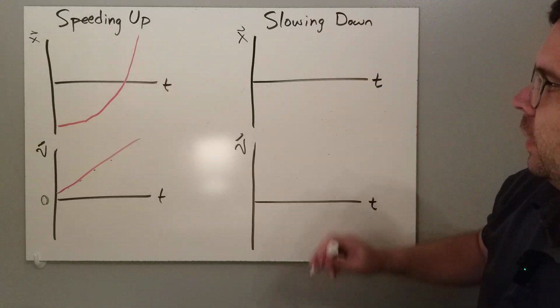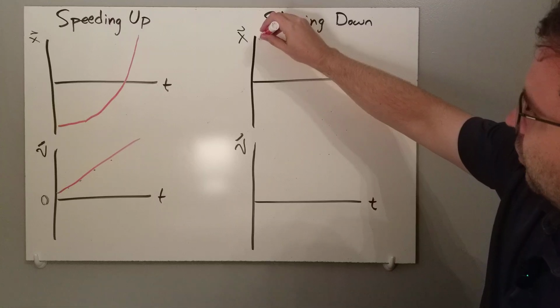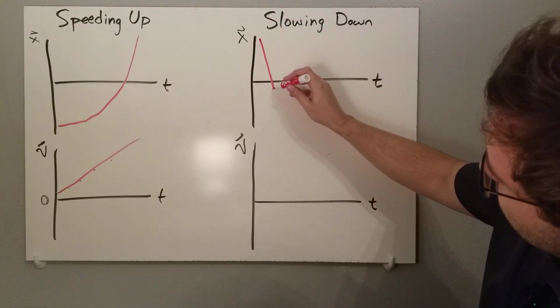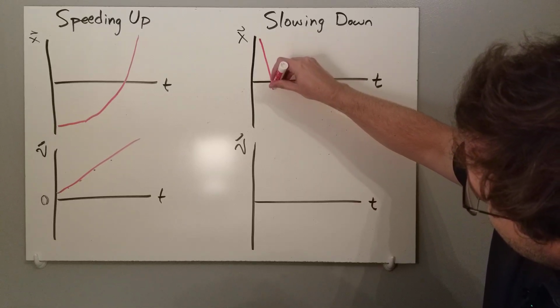For an object slowing down, let's say we start off with a steep slope moving in the negative direction, but that steep slope doesn't stay steep. Instead, it starts to level off a bit, and so it slows down in the process.